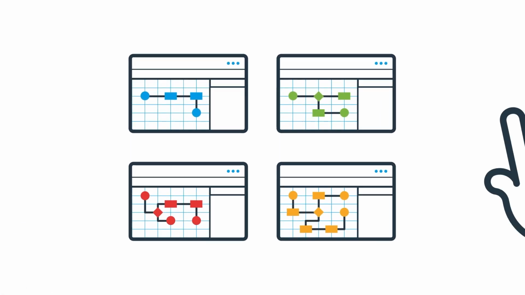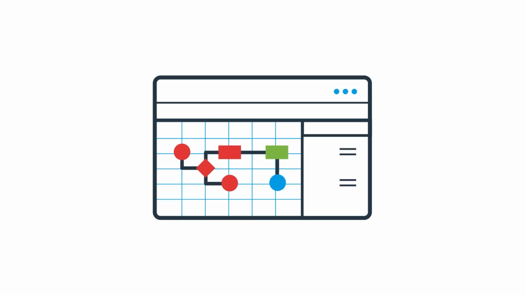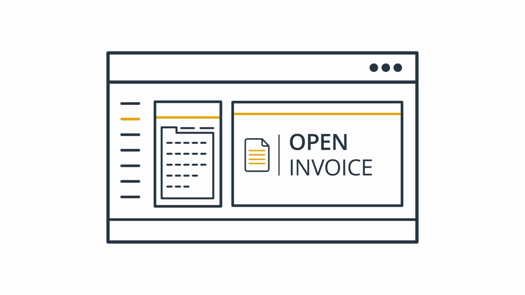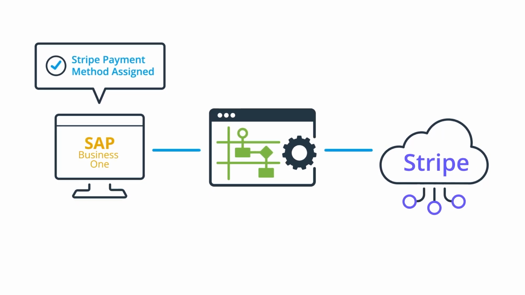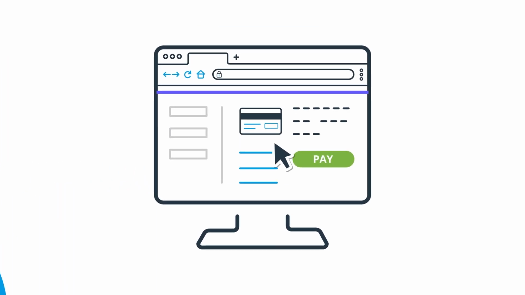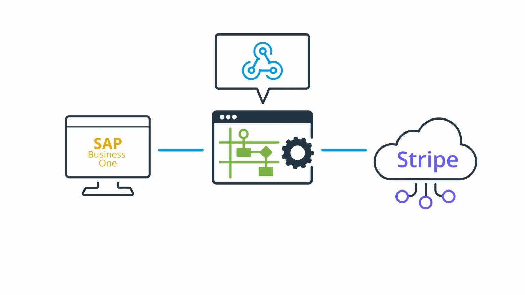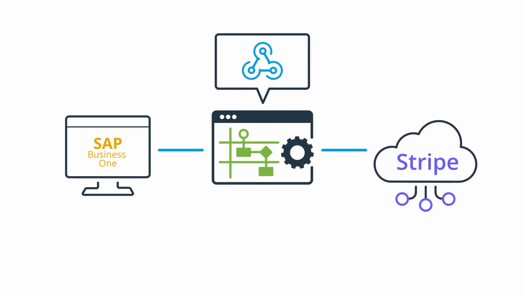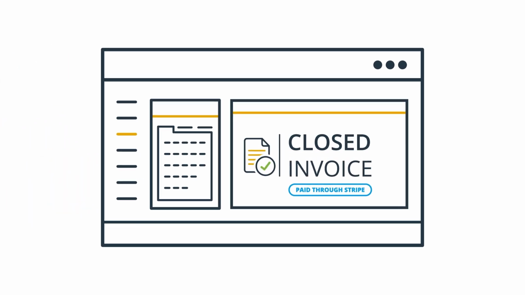This template provides a starting point for building automation of the following processes. Open invoices created in SAP Business One with the Stripe payment method assigned to them are sent to Stripe as checkout sessions. A checkout URL link will be sent to the customer in an email that will let them pay through a Stripe-hosted checkout page. A webhook will be received from Stripe and processed by BPA Platform to create an incoming payment in SAP Business One and then close the invoice.